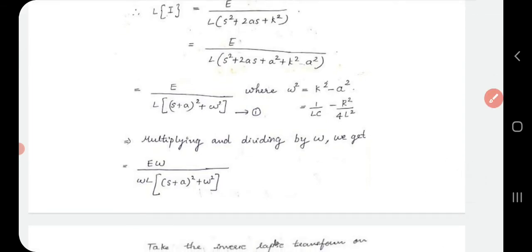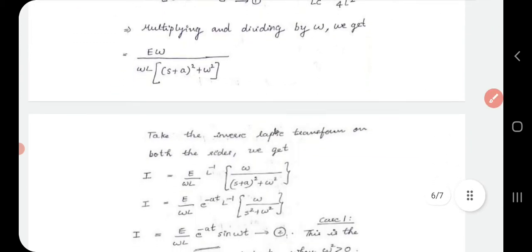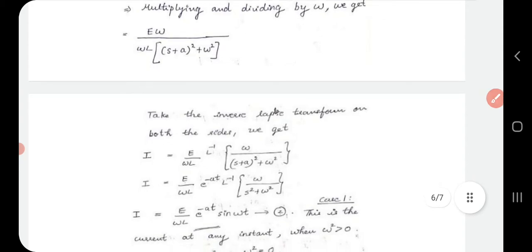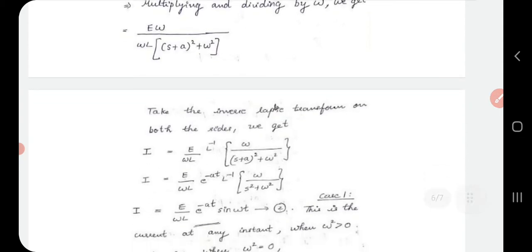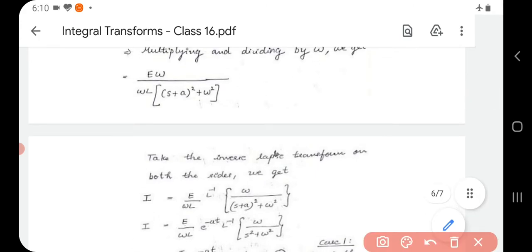Now multiply and divide this equation by omega. So this equation reduces to this one. Now take the inverse Laplace transform on both sides. Then LHS will become I equal to E by omega L, taking this omega inside, L inverse of omega by (S plus A) the whole square plus omega square.